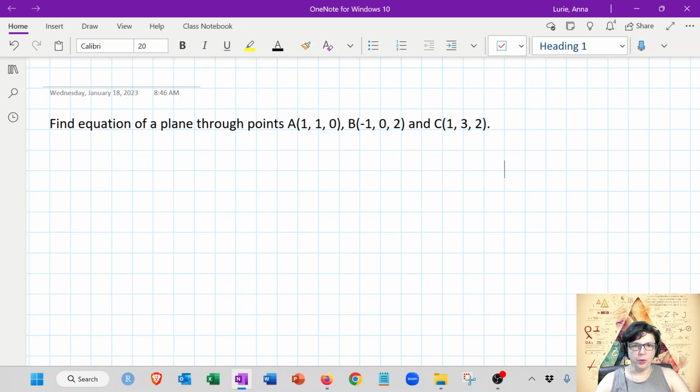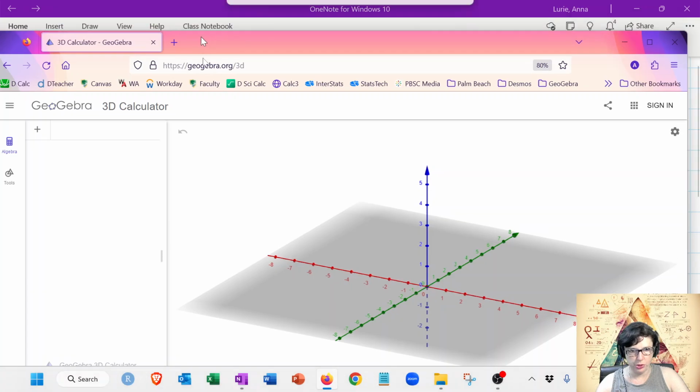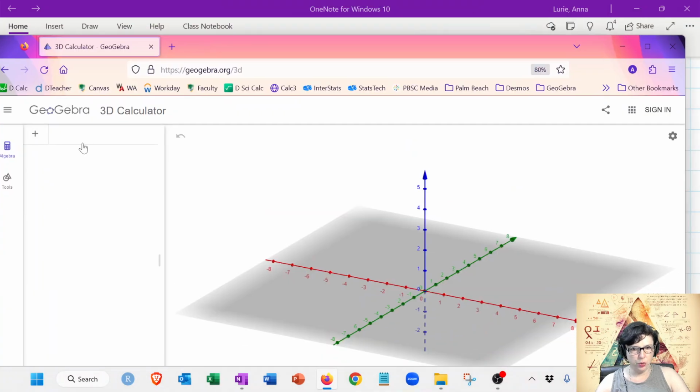So in this video, we're going to take a look at how to come up with an equation of a plane given 3 points. So we've got A (1, 1, 0), B (-1, 0, 2), and then C (1, 3, 2). Okay, so go ahead and visualize the situation using the 3D GeoGebra calculator.